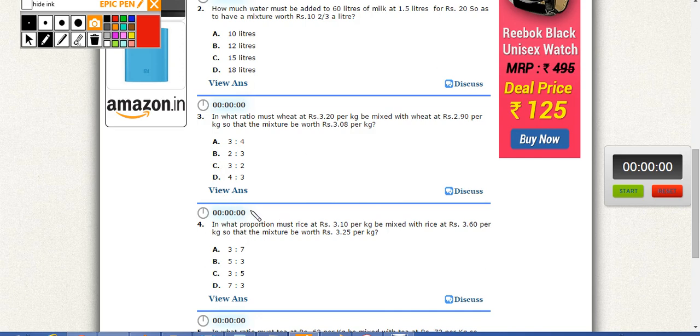Now let's go to question number 4. In what proportion must rice at 3.10 per kg be mixed with rice at 3.60? Okay, it's again a very basic question. The mixture should be worth 3.25, right? So this is 0.15 and this is 0.35, so 7:3.